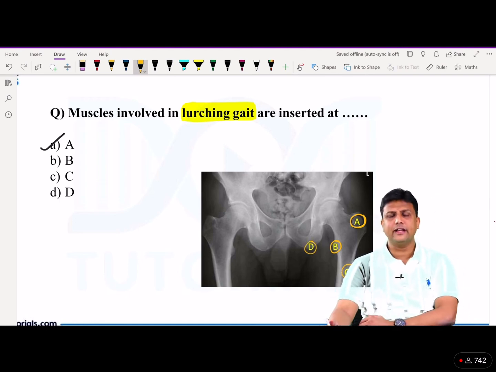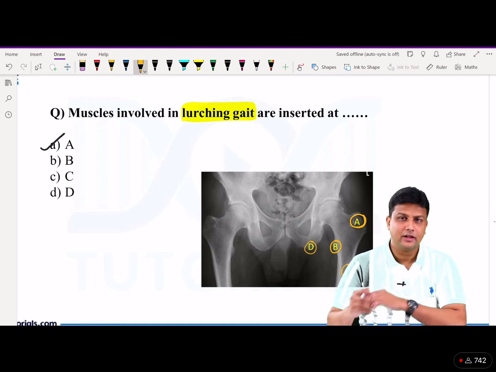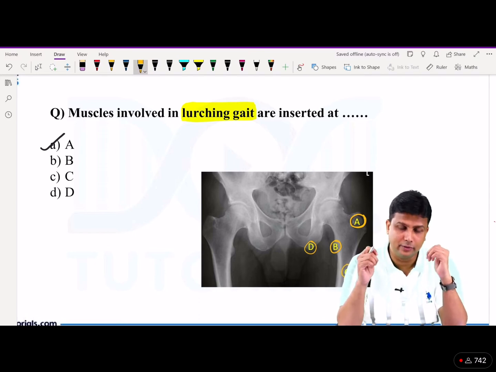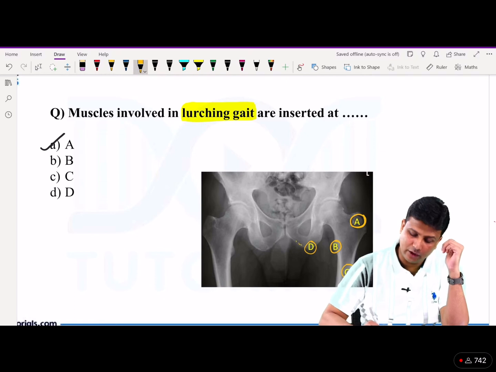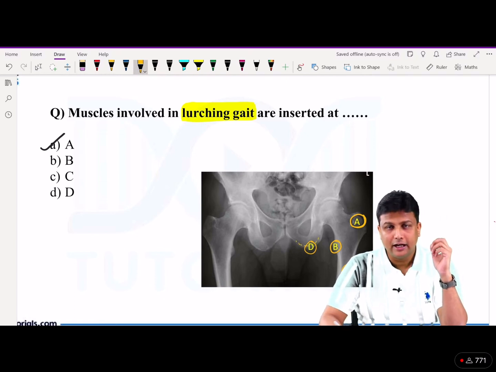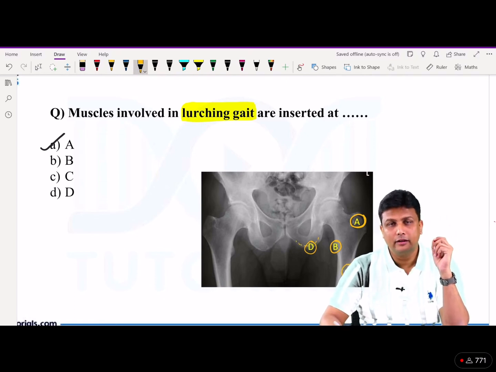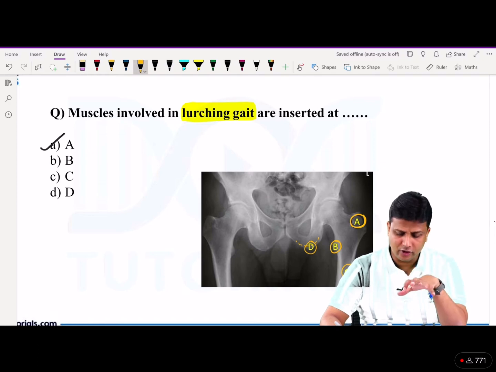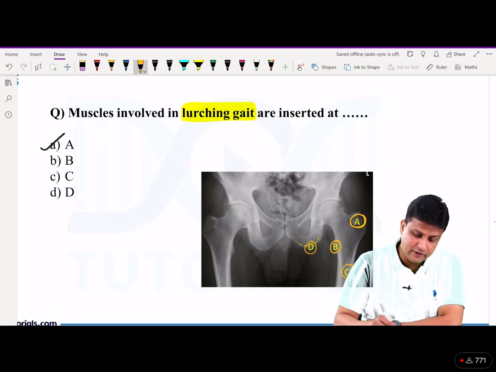You all know very well the hip bone has three parts: the ilium, ischium and the pubis. The part present below here is the ischial tuberosity, and the ischial tuberosity is where the hamstring muscles will be attached. Even the adductor magnus muscle will be attached. But that is not something to be discussed here in the lurching gait question, sir.